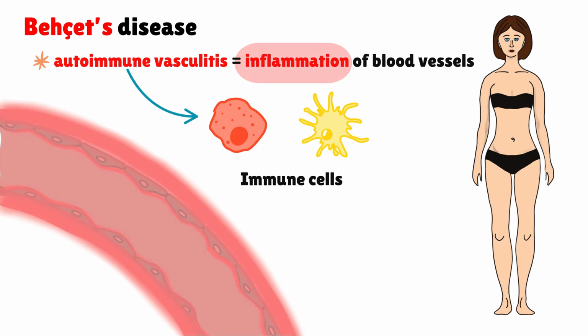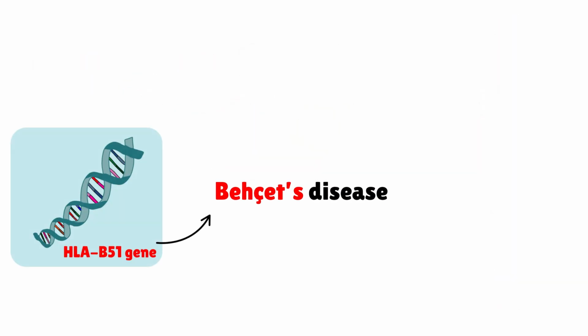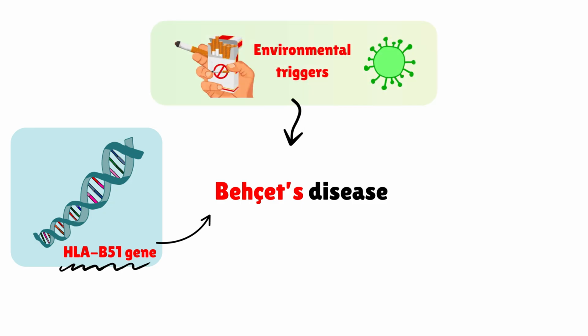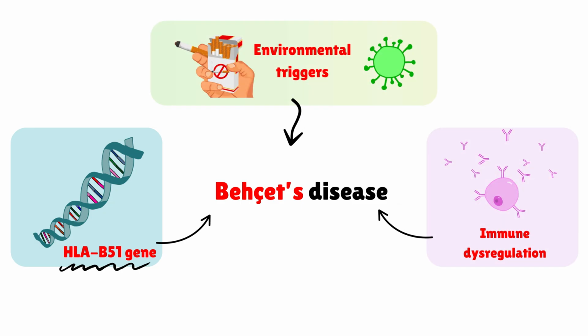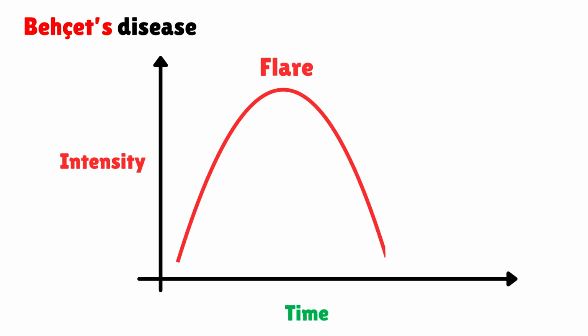Although its exact cause remains uncertain, research suggests a combination of genetic susceptibility, particularly the HLA-B51 gene, environmental triggers, and immune system dysregulation. This illness typically follows a relapsing-remitting pattern, with periods of flare-ups alternating with quieter phases of remission.